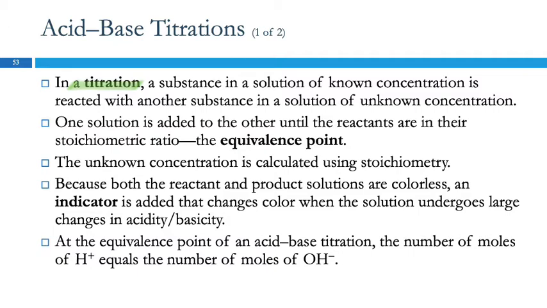So we add one solution to the other until we get the reactants in their stoichiometric ratios. And of course, how do you know when you've gotten to that point? That's kind of the tricky part. But that's called the equivalence point. So if you're looking at HCl and sodium hydroxide, NaOH, the equivalence point will be where you have an equal number of moles of acid and base. Then we can calculate that unknown concentration using stoichiometry.